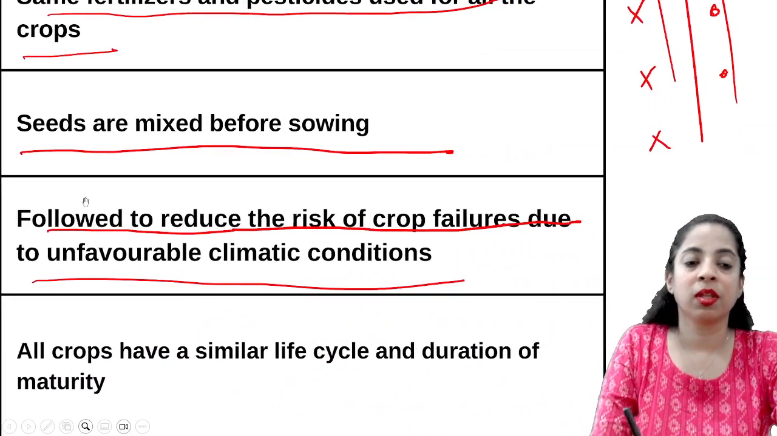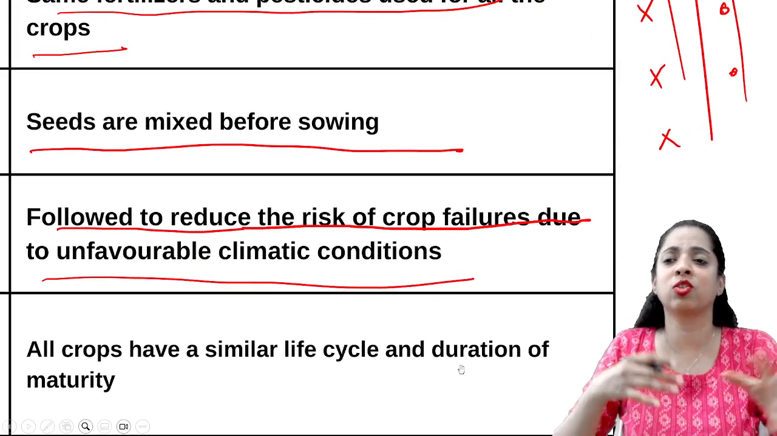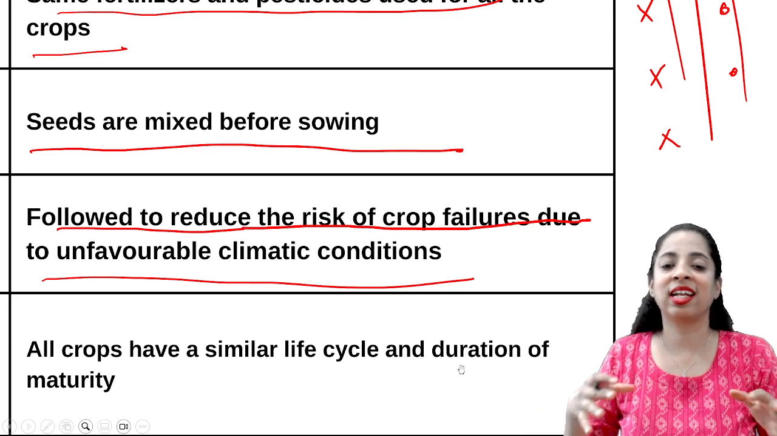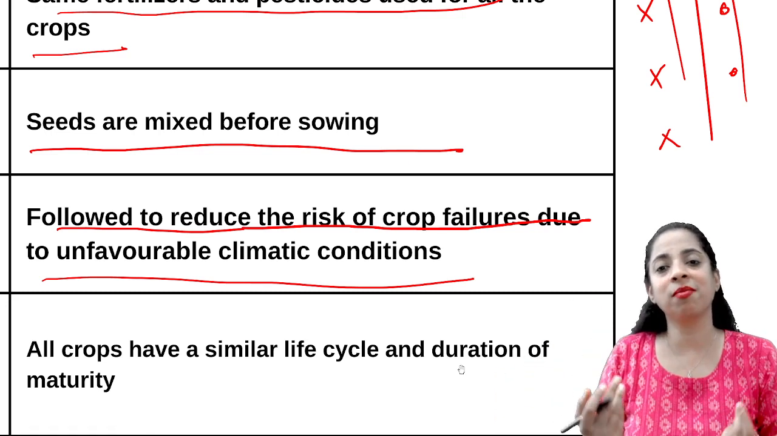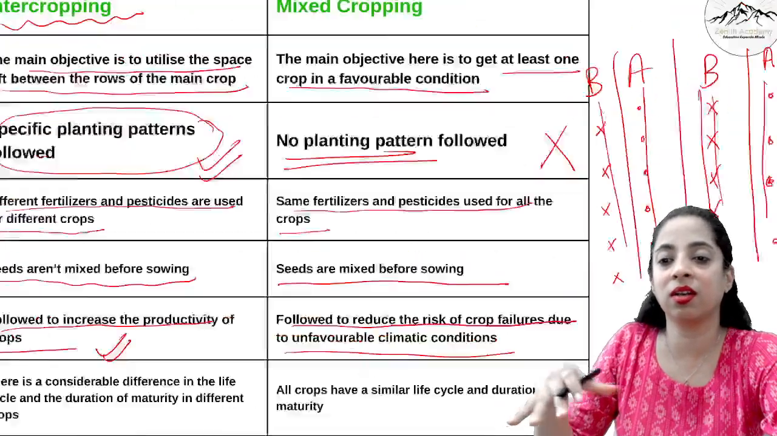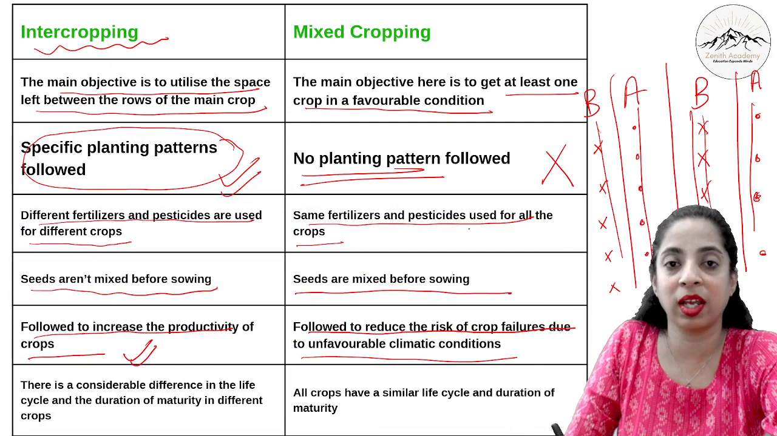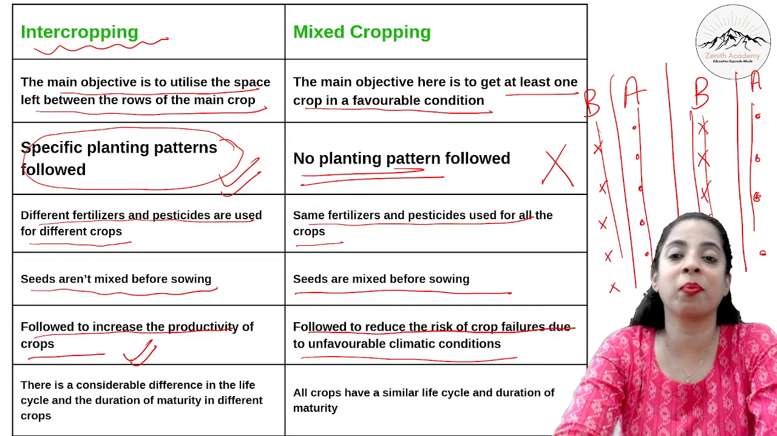Now here, if you see, all crops have a similar life cycle and duration of maturity. So we select such crops that have a similar life cycle and duration of maturity. So when you harvest them, it is easier for you, because here you are doing it in any pattern. You are not following any pattern. I hope the major differences between intercropping and mixed cropping are solved.